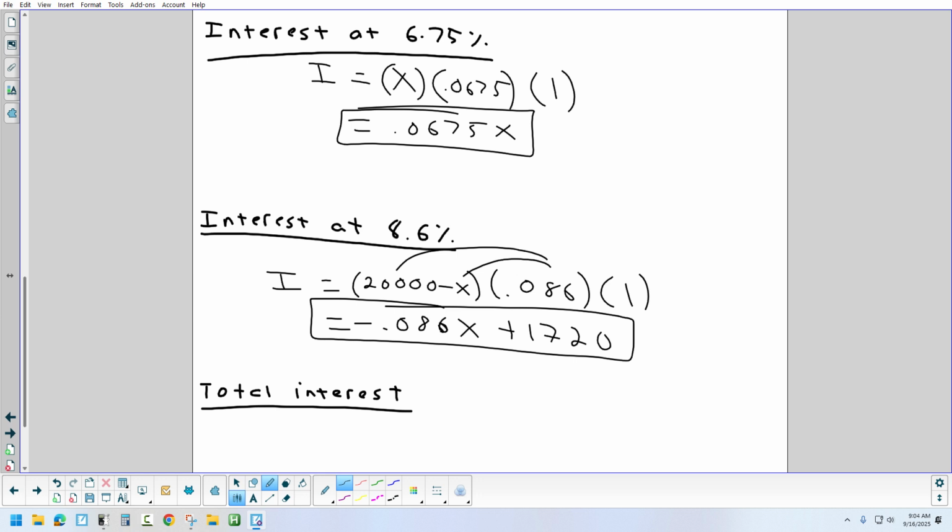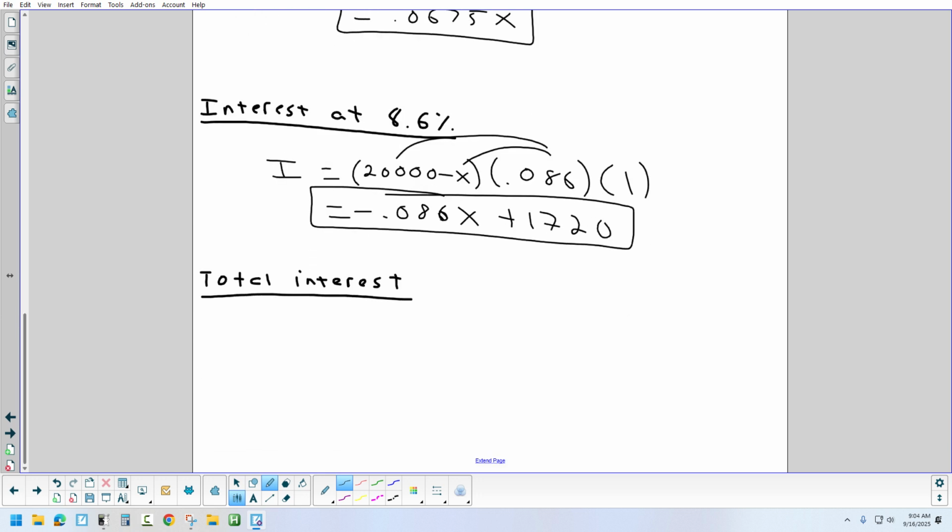Yeah? Do we just add the x's? So can you explain to me what you mean? Combine the x's. Right, you're going to add together both equations, and the only like terms you're going to end up with are the x's. So you're going to take the interest earned at 6.75% plus the interest earned at 8.6%.